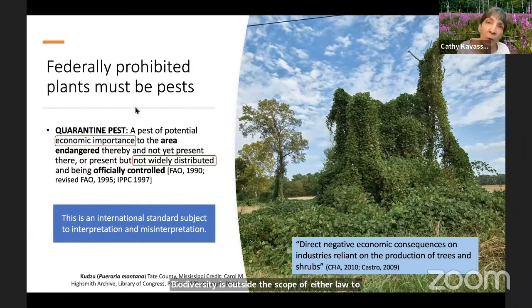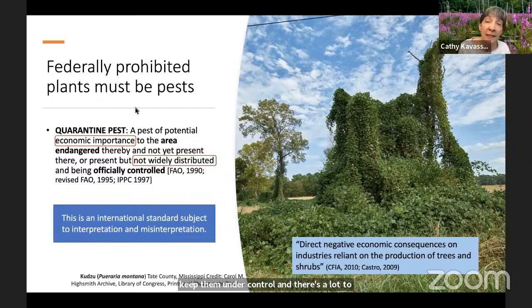To become a federally prohibited plant, a plant must be classified as a quarantine pest. Sorry to be a bit technical here, but it is important. Under international standards, the definition of a quarantine pest is an invasive plant that can cause impacts of potential economic importance. They must either not be present in Canada or be limited in distribution. And there must be efforts in place to keep them under control. And there's a lot to unpack here.